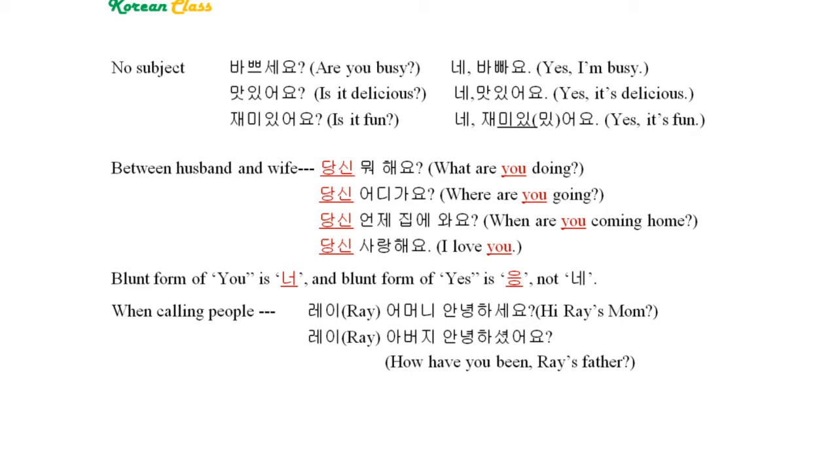Calling people in Korean is a very delicate issue because Korean adults usually don't call each other by their names. Instead, they use their social or family titles or use first child's name. For instance, if his or her first child's name is Ray, Ray 어머니 안녕하세요, Ray 아버지 안녕하세요, instead of calling by their own names. We will learn more later.